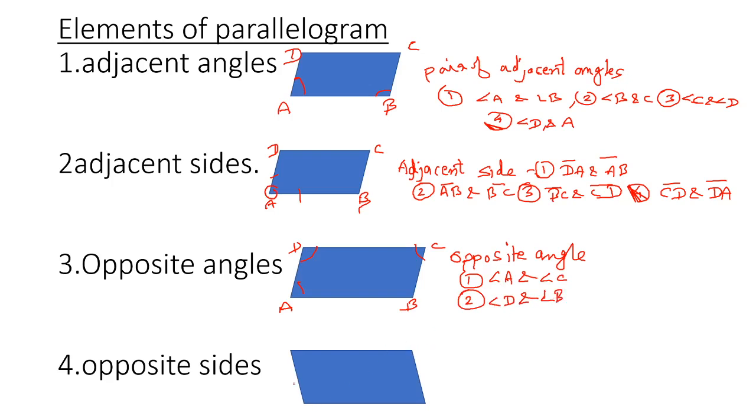Now the pairs of opposite sides. This is parallelogram ABCD. What are the pairs of opposite sides? First pair is side AB and DC. These are a pair of opposite sides. Second one is AD and BC. These are also a pair of opposite sides.